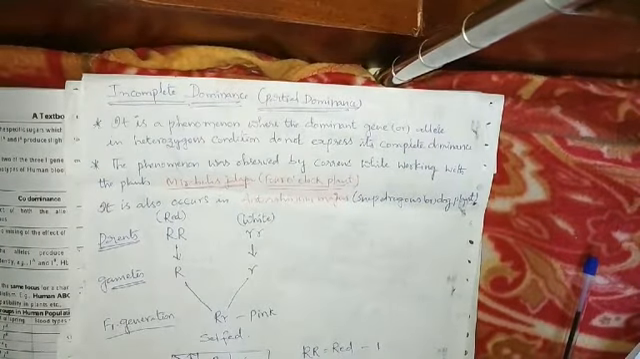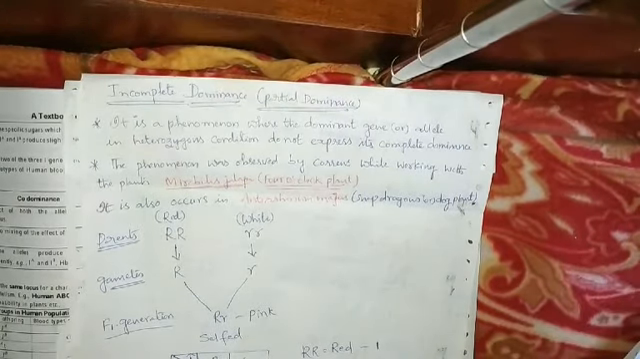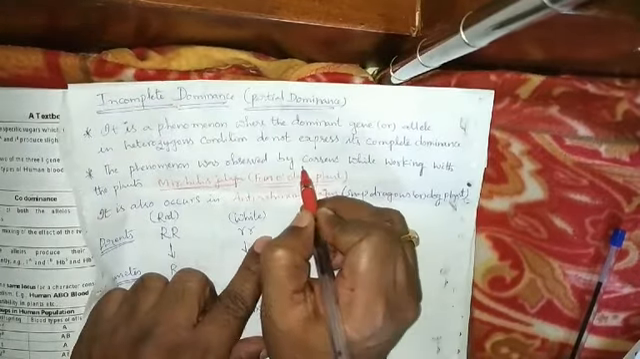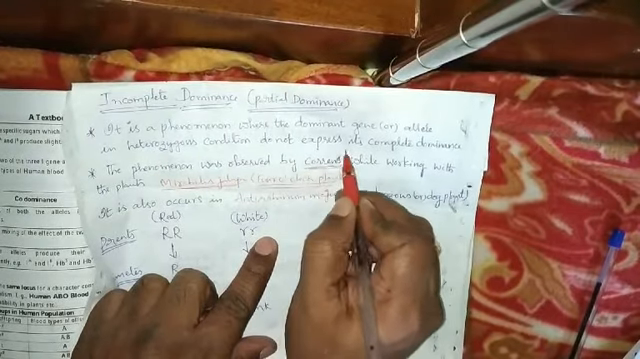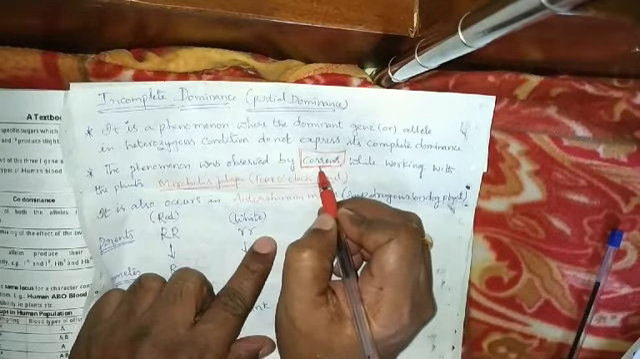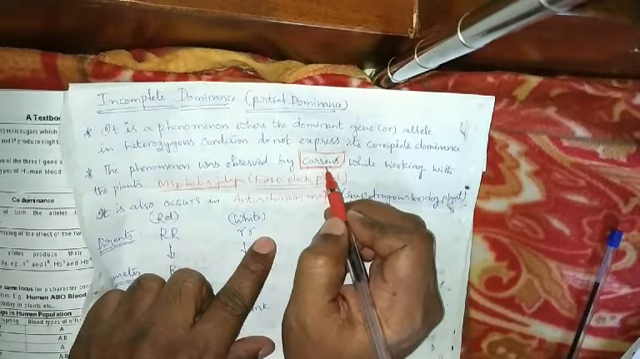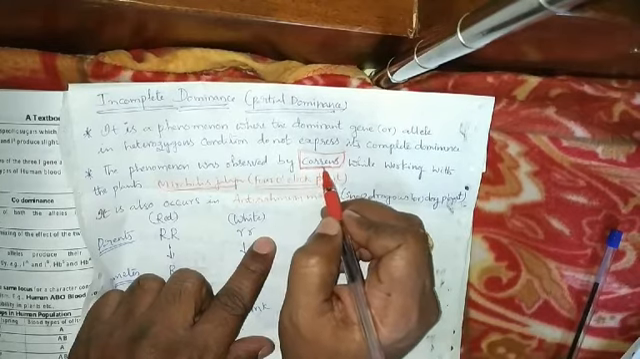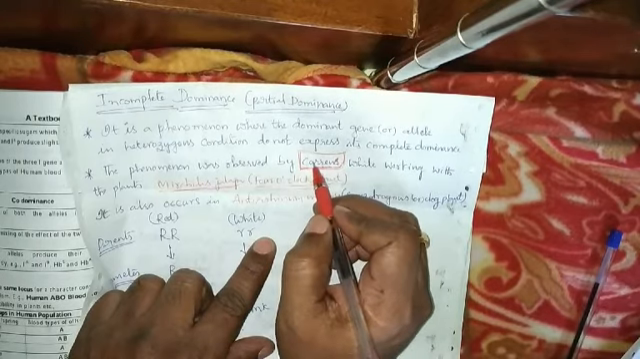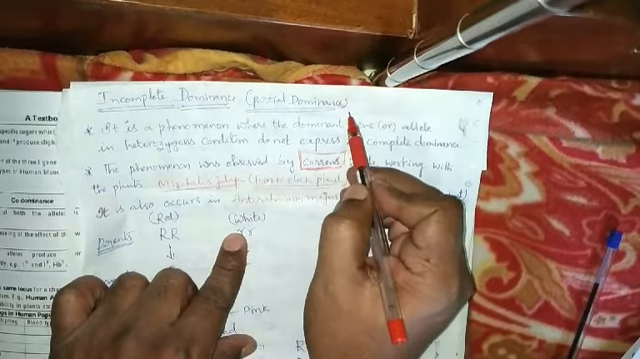Next concept is incomplete dominance or partial dominance. This incomplete dominance and partial dominance was studied by Karl Correns. He came after Mendel, and he used the Mendel principles for his cross, and he proved that Mendel's law of dominance is false. It is not applicable in all the cases. Then he proved the incomplete dominance or partial dominance or blended dominance.